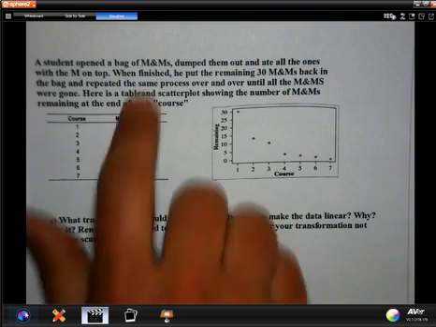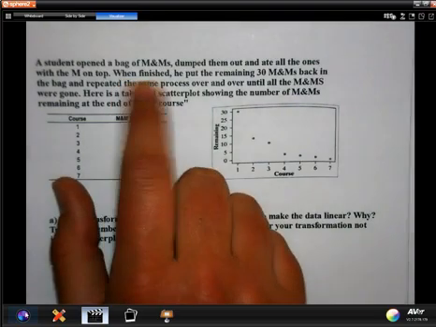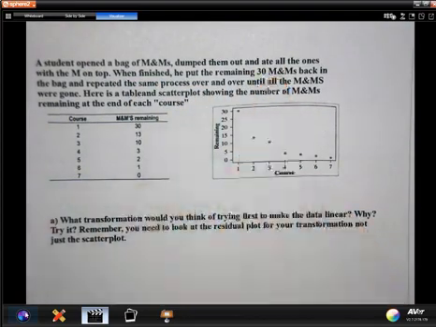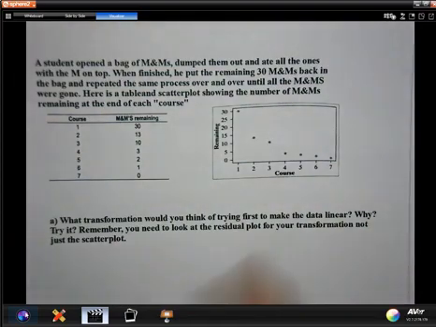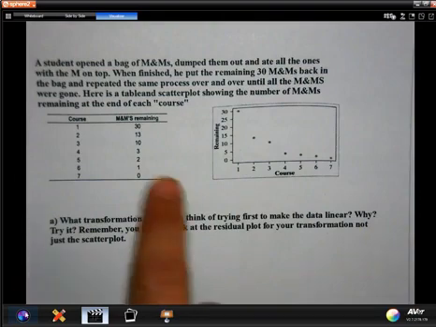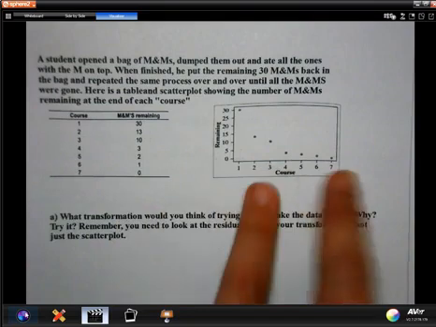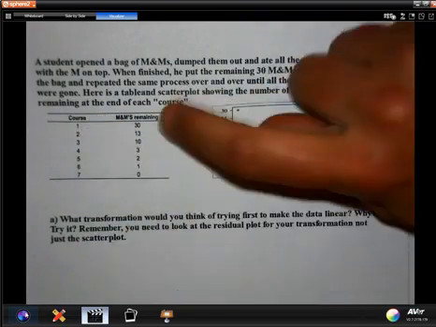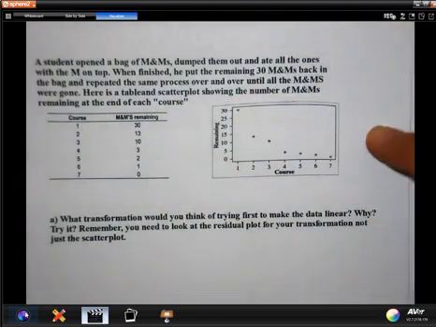So after the first dumping, when he finished, he put the remaining 30 M&Ms back in the bag, repeated the process over and over until all the M&Ms were gone. So below, there's a table and the scatter plot showing the number of M&Ms remaining at the end of each course, like a 6-course meal. So we have the courses, M&Ms remaining, our scatter plot.